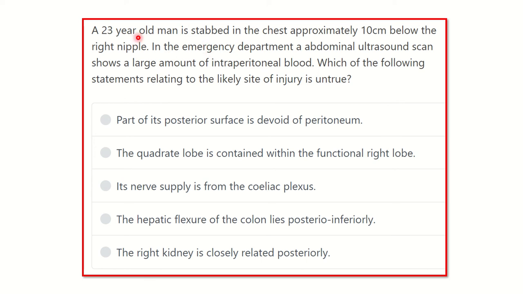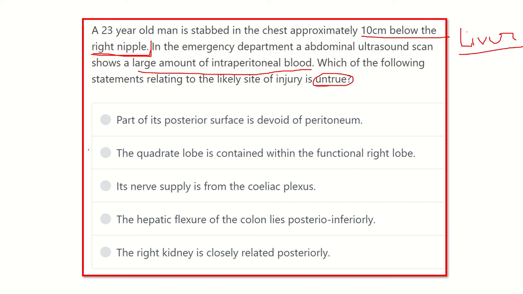So here we can see they are telling a 23 years old man stabbed in the chest 10 centimeters below the right nipple. So on the right side, 10 centimeters below the right nipple, it enters the abdomen, and we know that on the right side the first organ is the liver. The second clue is a large amount of intraperitoneal blood in the ultrasound. So they want to know which statement is untrue of the organ. That means in case of the liver, which statement is not true.